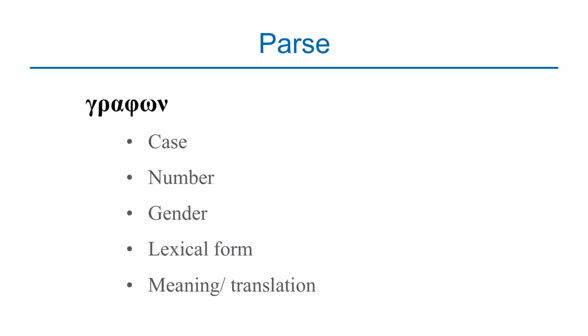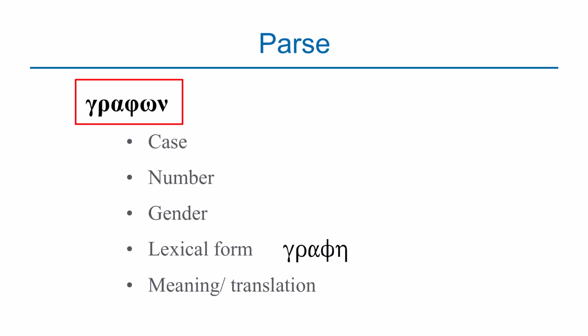Try this example. You have the word graphon. Try to give its case, its number and gender based on the case ending. And here, you need to know first of all where the word is coming from. The word graphon is coming from the word graphe. The word graphe means writing or scripture. But here, we're told to parse the word graphon. So try to parse this word. Try to give its case, its gender, its number. Alright, let's try it together.